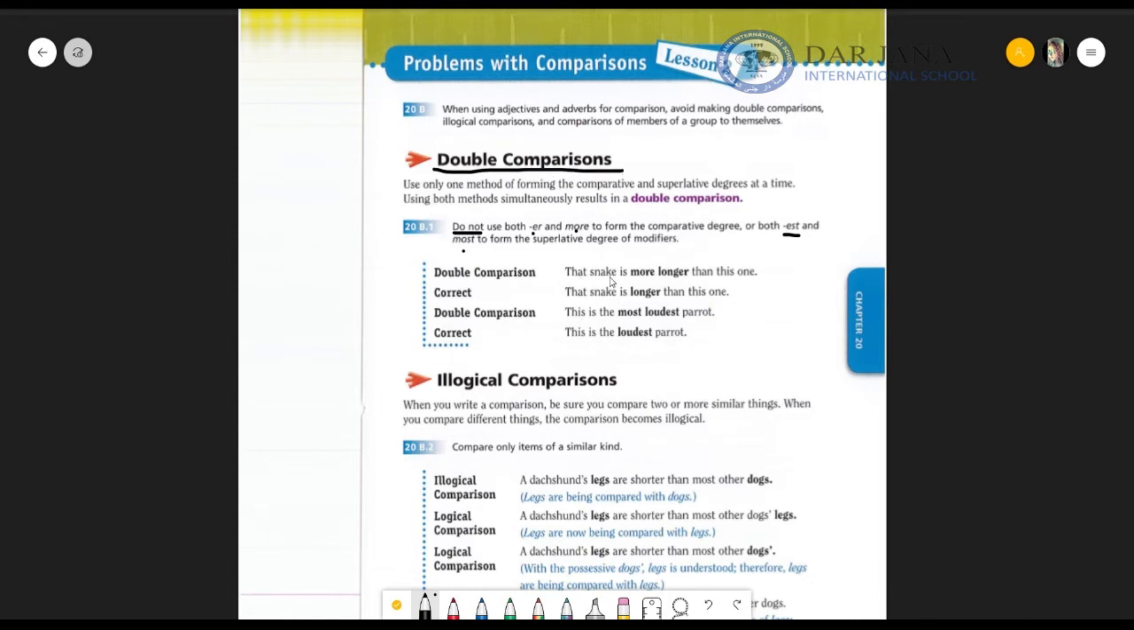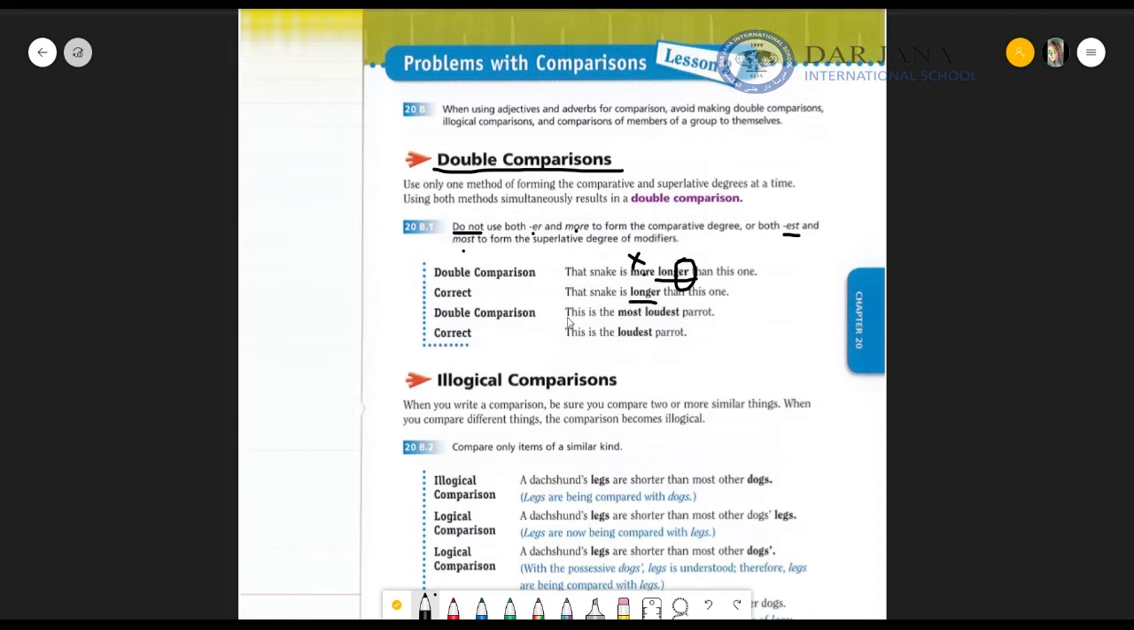For example, that snake is more longer than this one. Now, longer is already the comparative form of long. I have ER, it shows which one is longer than the other. Adding more creates a double comparison, which is incorrect. So the correct sentence would be, that snake is longer than this one.